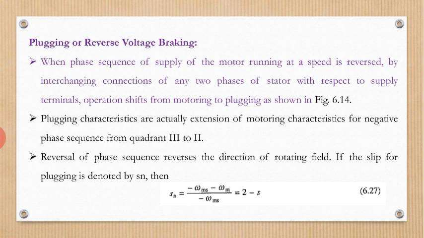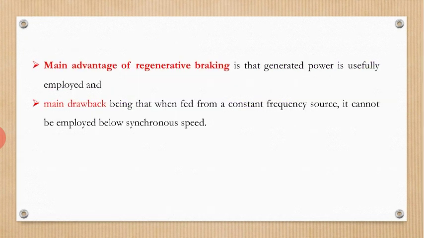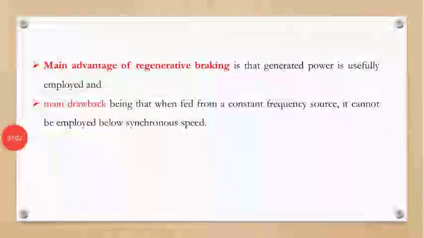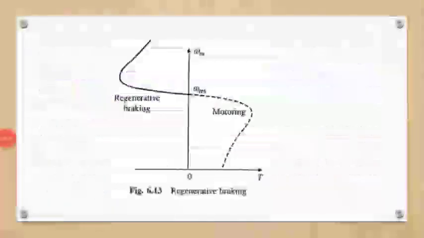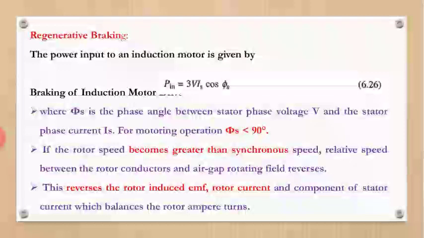So here the regenerative braking explanation is over. Once I will conclude here. In regenerative braking, the phase angle will be less than 90 degrees when it acts as a motor.